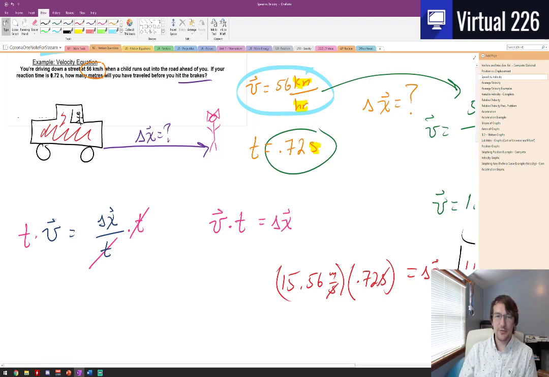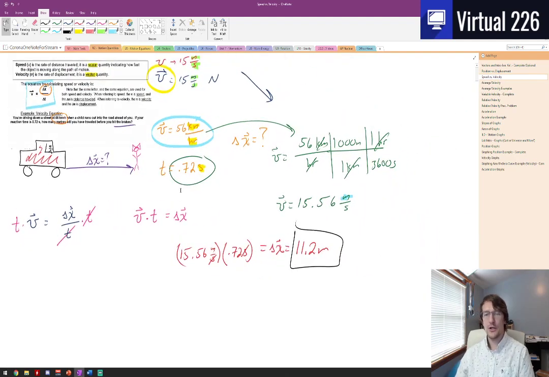Which, this reaction time of 0.72 seconds, that's pretty much the reaction time for whenever people look down at their phone and then look back up. So if you're looking at your phone in a car and something darts out in front of you, good luck. You're probably going to hit it. Okay? So it's very important for all you new drivers out there to pay attention to the road.